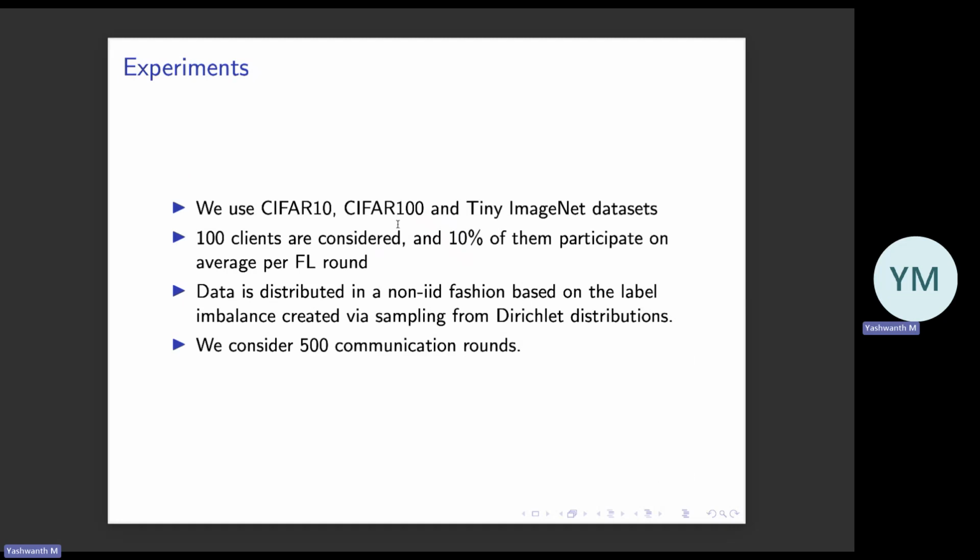For experiments, we perform experiments on CIFAR 10, CIFAR 100 and Tiny ImageNet datasets. We consider 100 clients, and 10% of them participate on average per FL round. Data is distributed in a non-IID fashion based on the label imbalance created by sampling from a Dirichlet distribution. We consider 500 communication rounds.